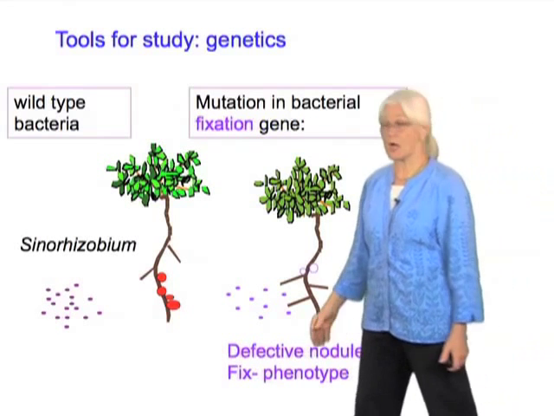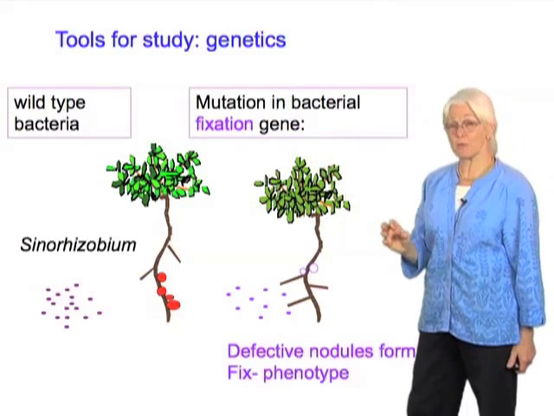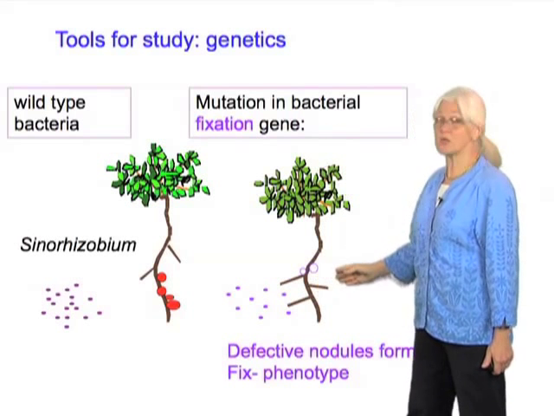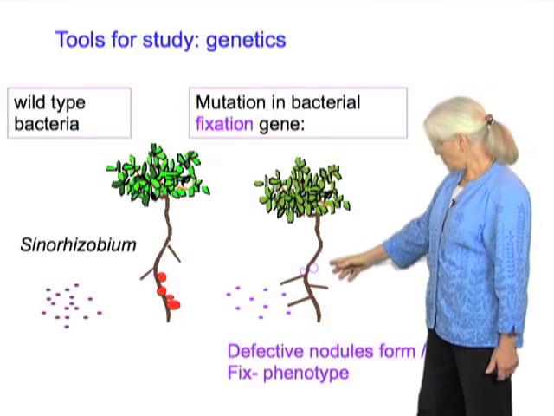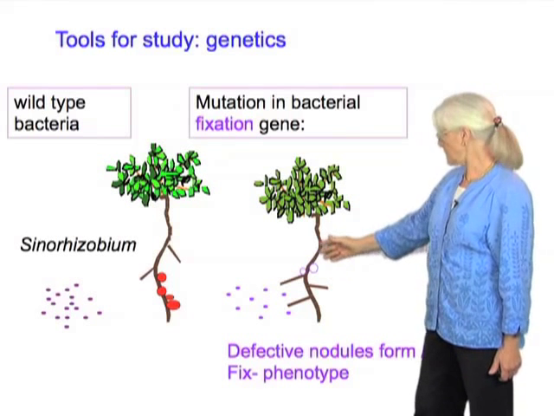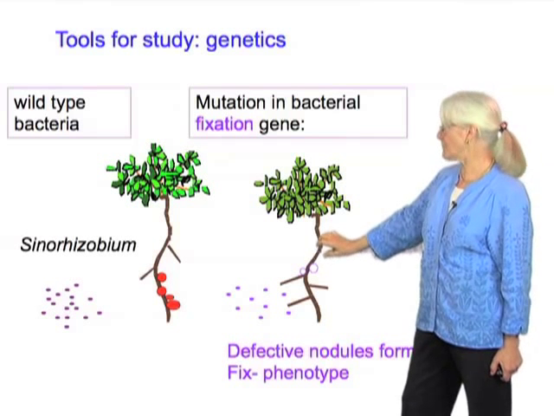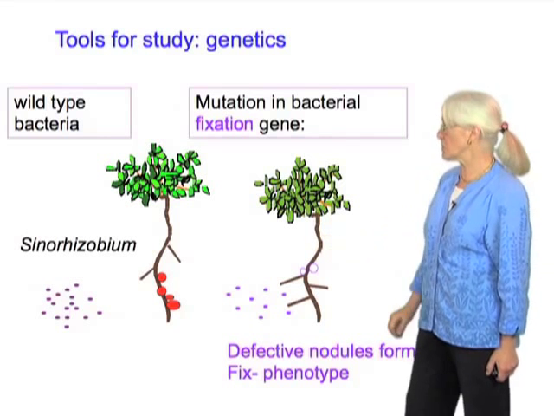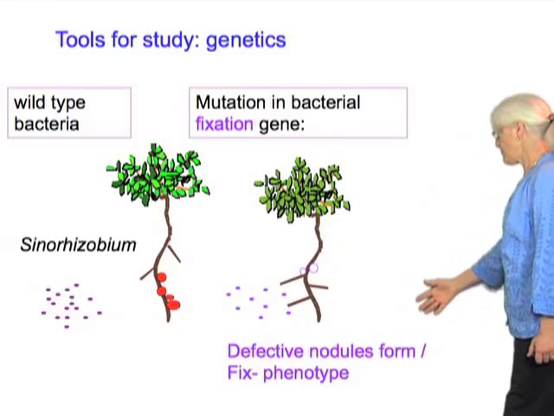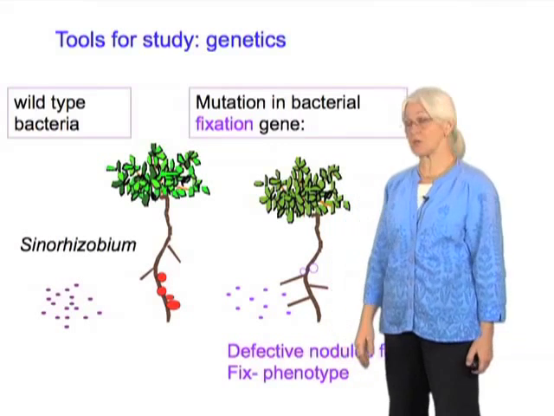The other outcome, again comparing to the wild type, would be that a bacterium might be able to form a nodule, but those nodules don't function. And what I've shown here is I've symbolized that by these empty white circles. Those show nodules which are not fixing nitrogen. They don't have leghemoglobin. And so we would call this a fix minus phenotype, and the corresponding bacterial gene is going to be a fix gene.